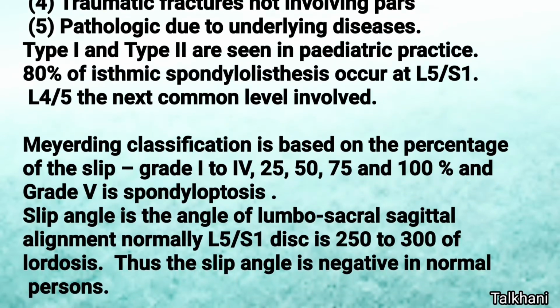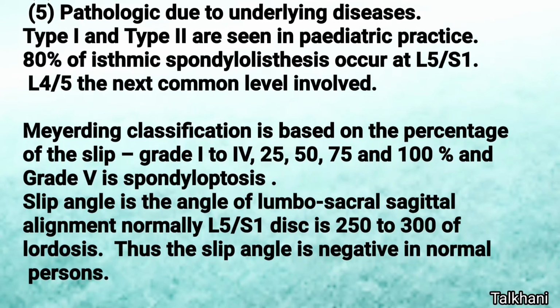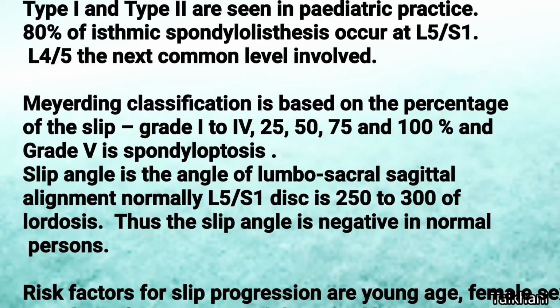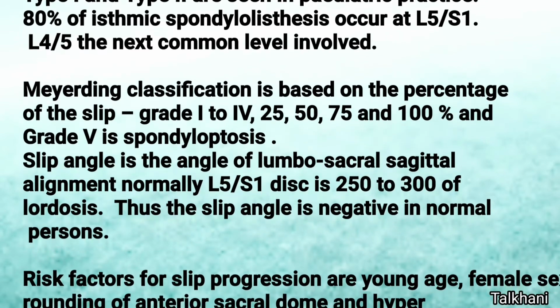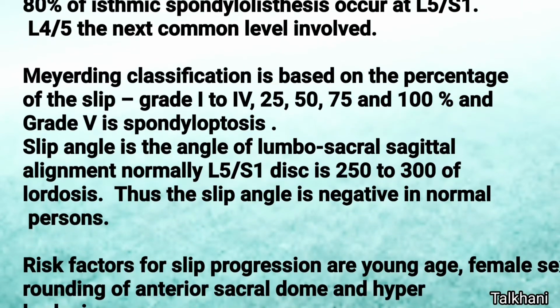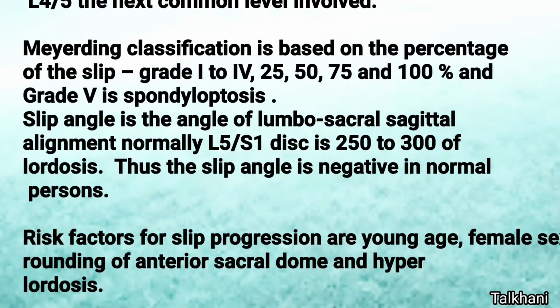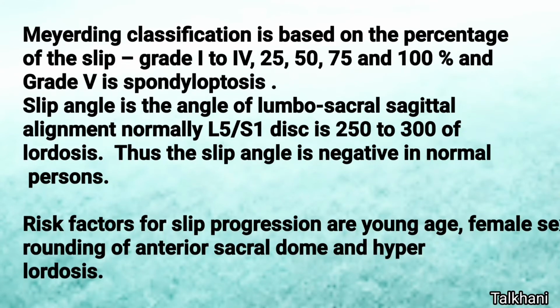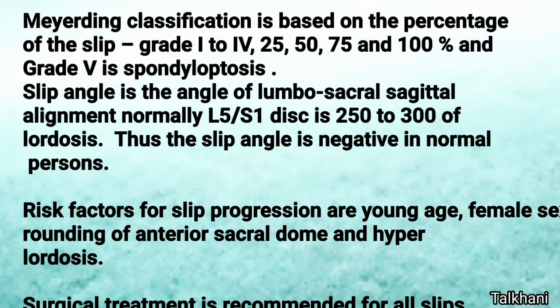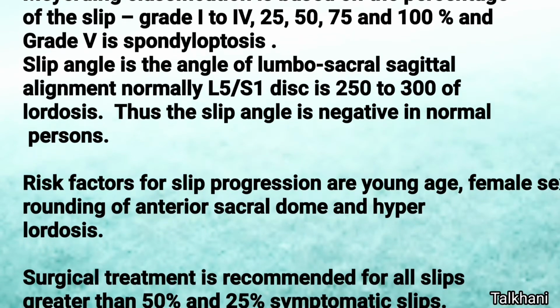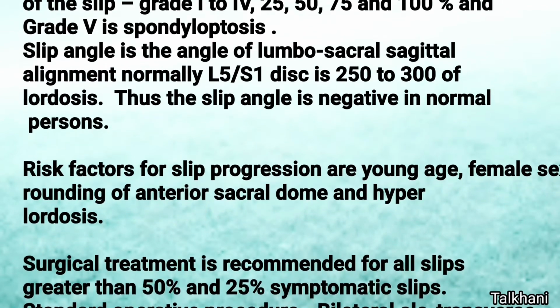Meyerding classification is based on the percentage of slip. Grade 1 to grade 4, 25, 50, 75 and 100% slip respectively. Grade 5 is spondyloptosis. Slip angle is the angle of lumbosacral sagittal alignment. Normally, L5 S1 disc has 25 to 30 degrees of lordosis. Normal slip angle is negative.